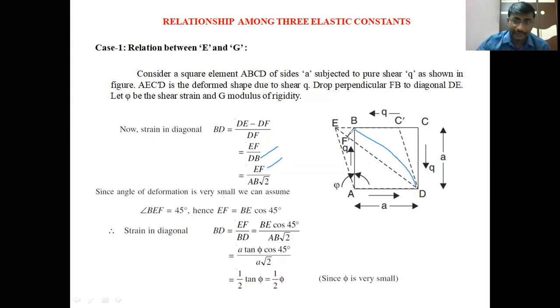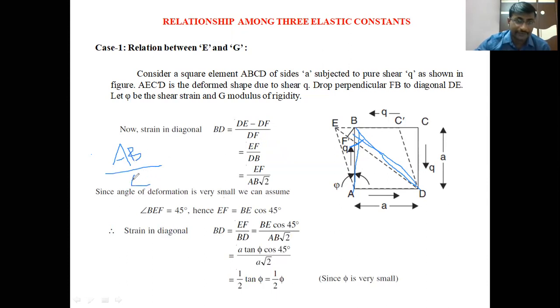In place of DB, we can write in terms of AB. If we write in terms of AB, how much is this angle? If we draw the diagonal of a square, how much is this angle? 45. So let us take cos 45, this is 45 degrees. If we take cos 45, the adjacent side is AB, the hypotenuse is DB. So cos 45 is equal to AB by DB. Therefore, DB is equal to AB by cos 45. In place of DB, we can replace AB by cos 45.